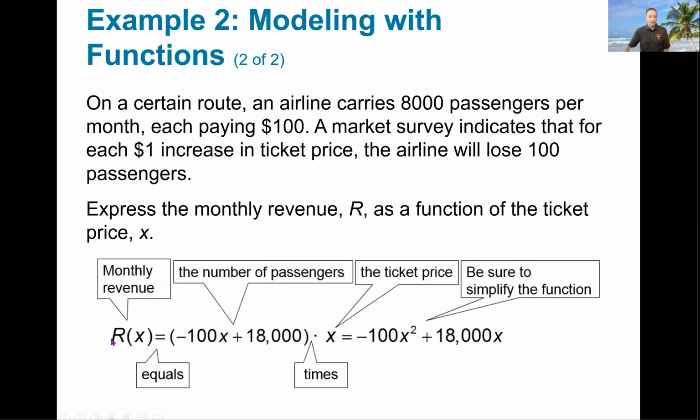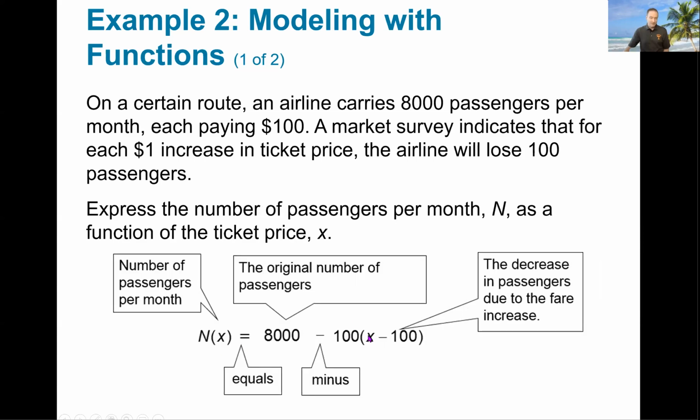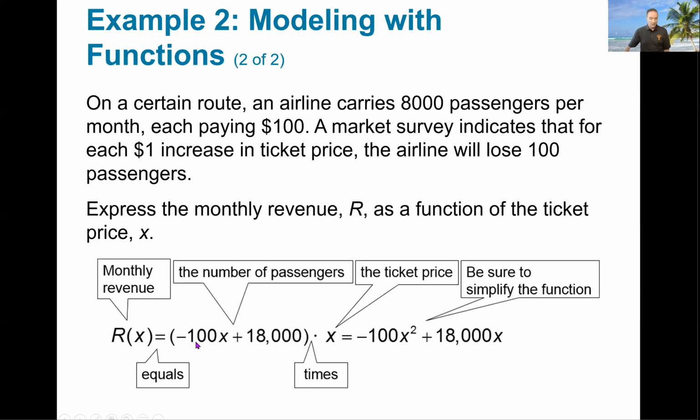That's what I've done here. The monthly revenue, and this is my function n right here. All I've done is simplify it out. I distributed the negative 100 throughout that group. I had the 8,000 minus 100 times x, and then minus 100 times negative 100. That gave me plus 10,000. That gave me 18,000 minus 100x. Please notice that's where this came from. That is nothing more than my number of passengers formula from the previous page, simplified.